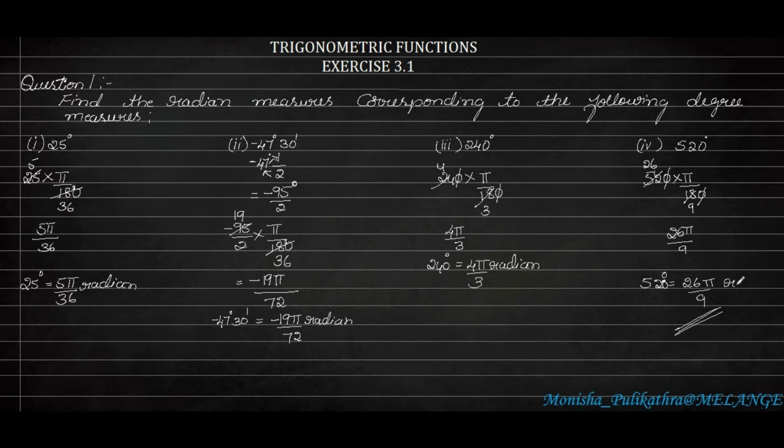I hope you understood this. This is the way of converting degree into radian. When we need to convert degree to radian, we need to multiply that number by pi by 180. In the same way, when we need to convert radian to degree, in the reverse form, we multiply with the reverse of it, that is 180 by pi. I hope you understood this.